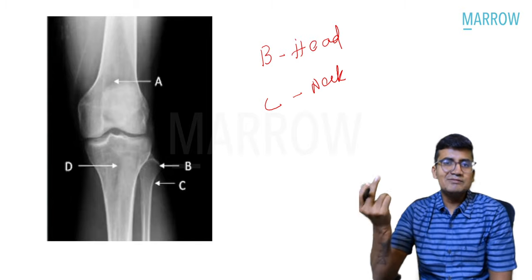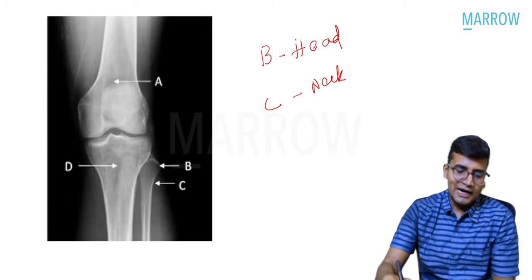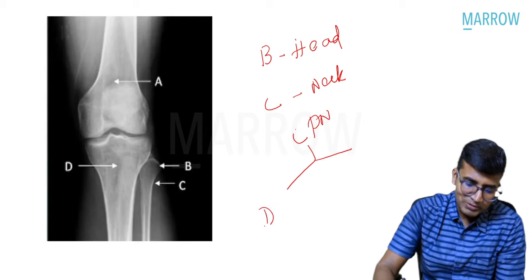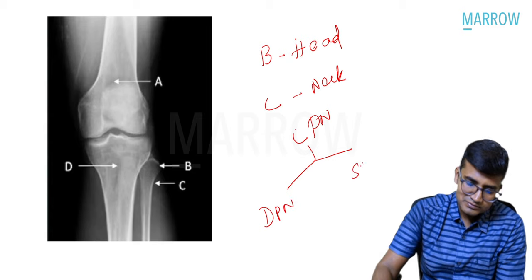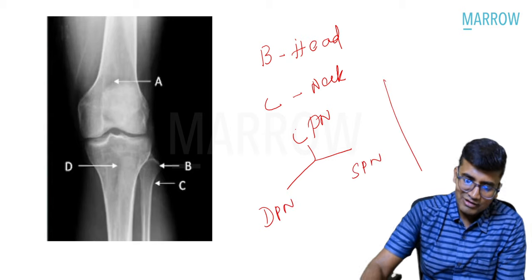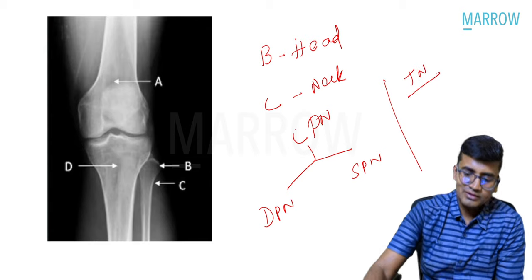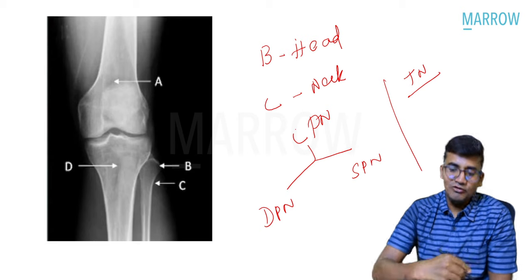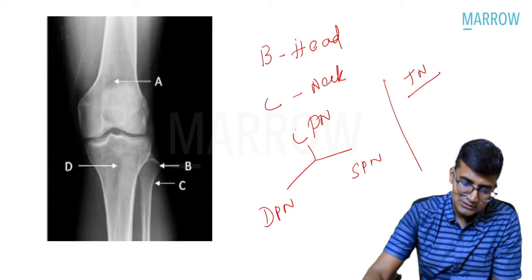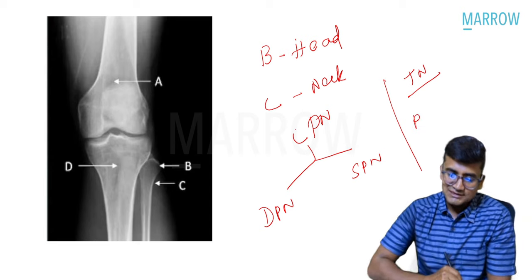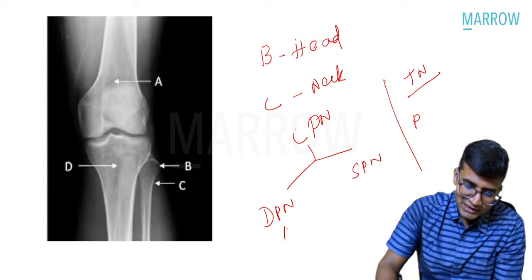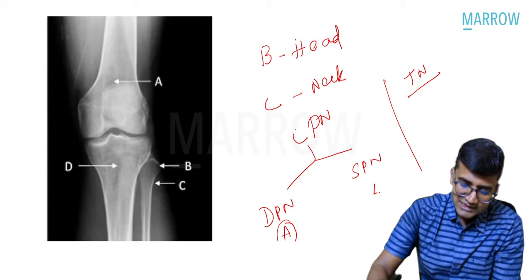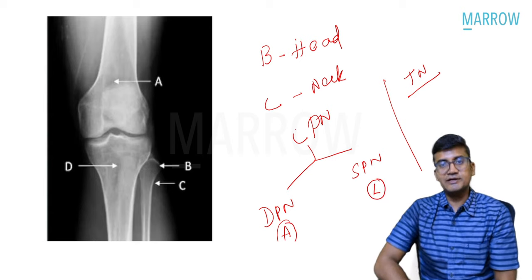The common peroneal nerve is winding around the neck of the fibula and in turn divides into the superficial peroneal nerve and the deep peroneal nerve. We also have another nerve, the tibial nerve, which is the nerve of the posterior compartment of the leg, whereas the deep peroneal nerve is the nerve of the anterior compartment of the leg. The superficial peroneal nerve is the nerve of the lateral compartment of the leg.